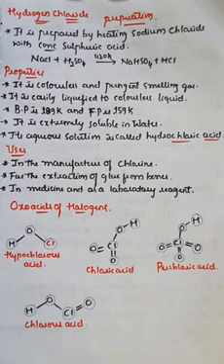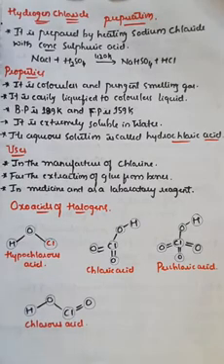Hello students, in the last class we were discussing the group 17 elements, which are also known as halogens, and we have seen some of the important physical properties as well as chemical properties of group 17 or halogen atoms. Along with that we have seen one of the important preparations, that is, the preparation of chlorine, right?